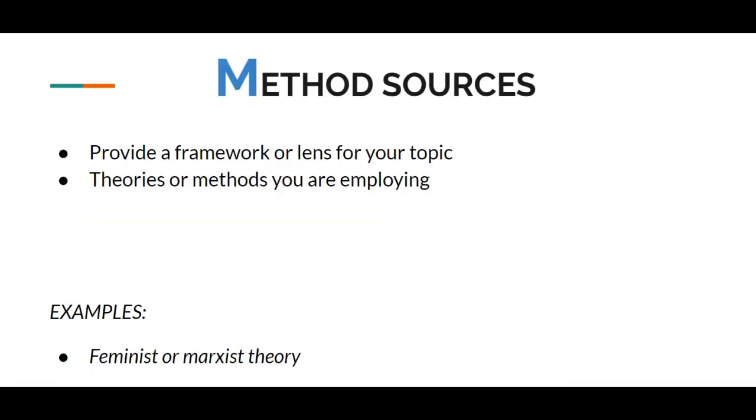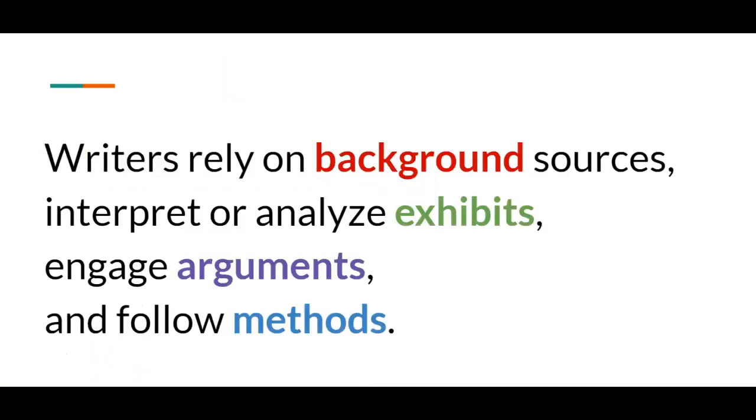The last type of source is a method source, and depending on your topic, these may be sources that you use less frequently. A method source is going to be providing a framework or a lens for your topic. Some examples might be feminist theory, Marxist theory, film theory, those kinds of theories that you are using as a lens that you're looking at your topic through. So just to summarize, you're going to be relying on those background sources, you're going to be interpreting or analyzing your exhibits, you're going to engage with the arguments and follow methods.